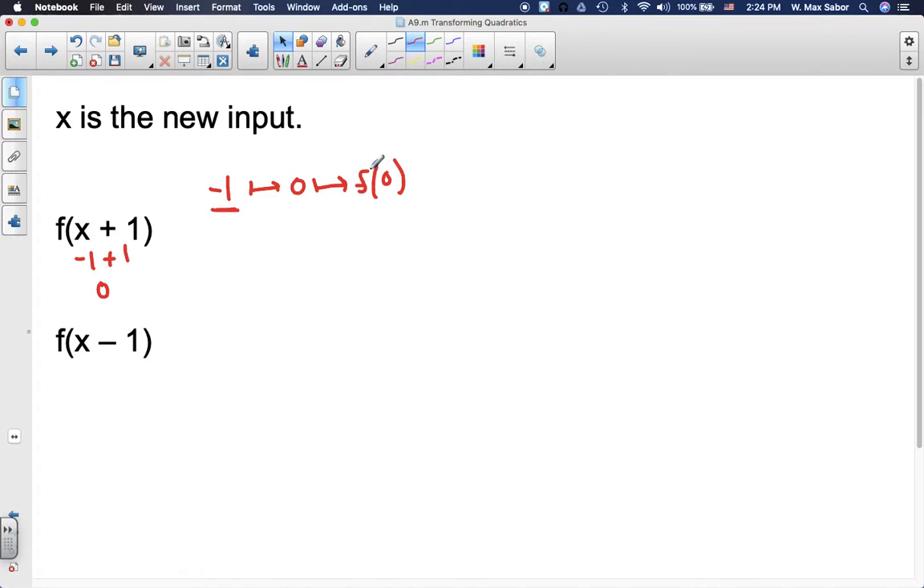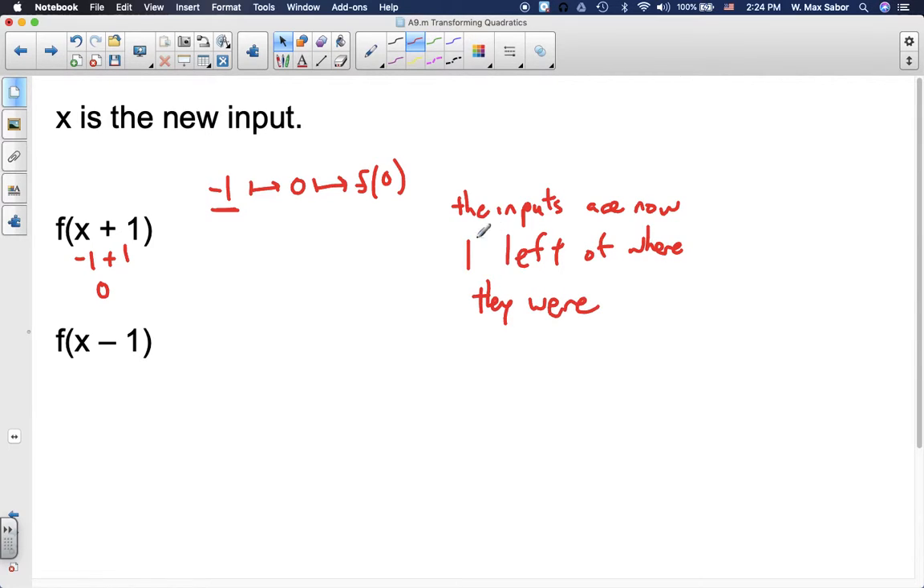And that's a little difficult to wrap your head around. But it's very straightforward when you graph it, that the inputs are now one left of where they were. Which is weird, because usually we think of adding as moving it to the right. And now it's going to be one right when we subtract.